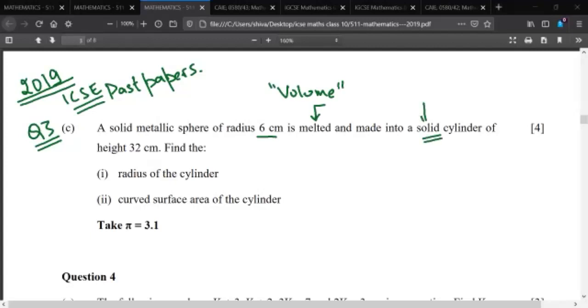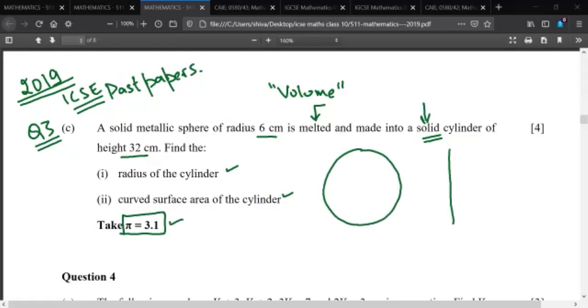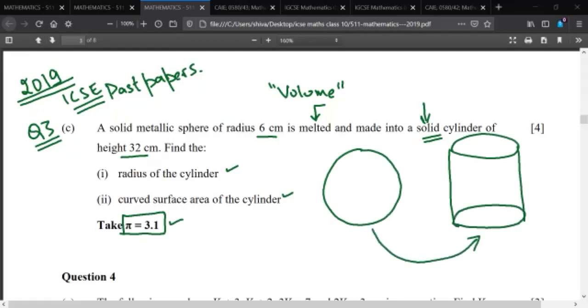You need to note this down that this is a solid cylinder of height 32 centimeter. Find the radius of the cylinder and the curved surface area of the cylinder. Now, they have given that pi is 3.1. All that this question means is that you take a sphere, you melt it, and you turn it into a cylinder.